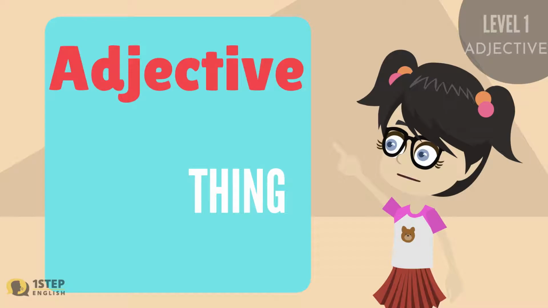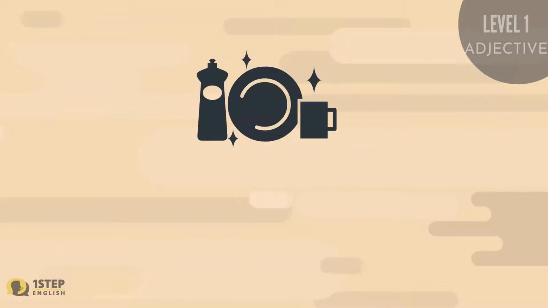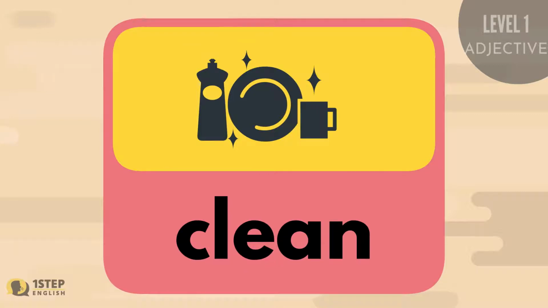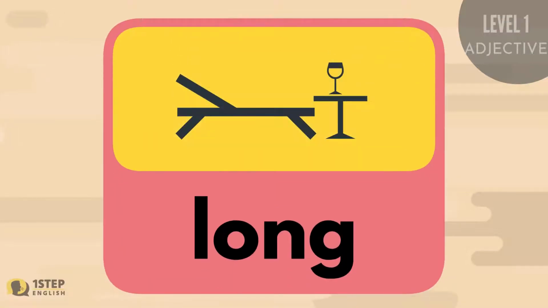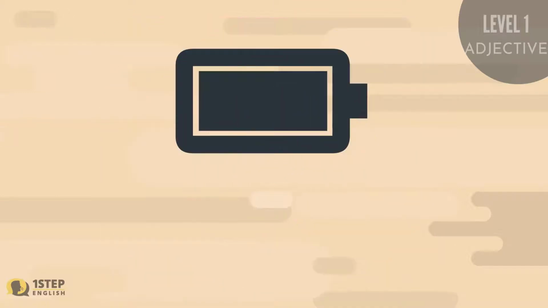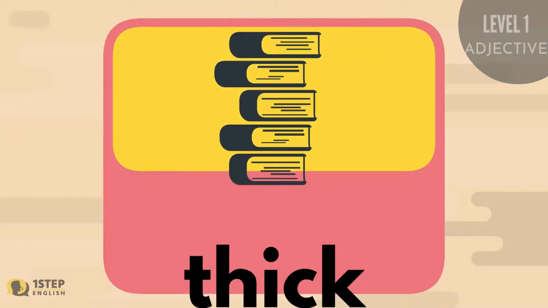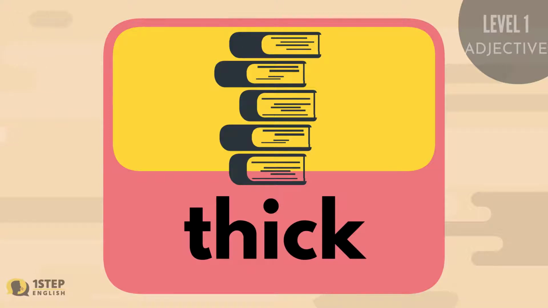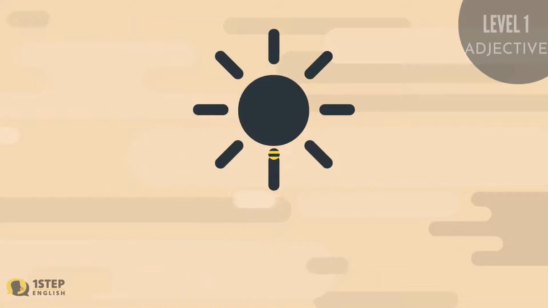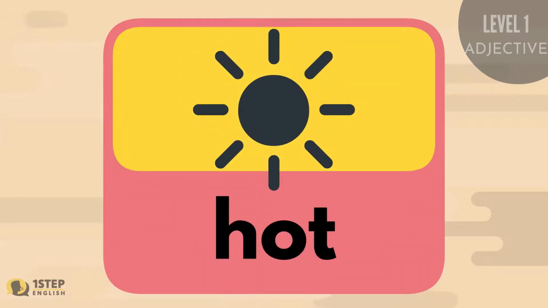Adjectives describing a thing. Clean dishes. Long chair. Full battery. Thick books. Hot sun.